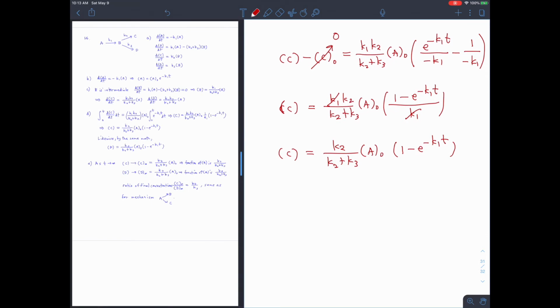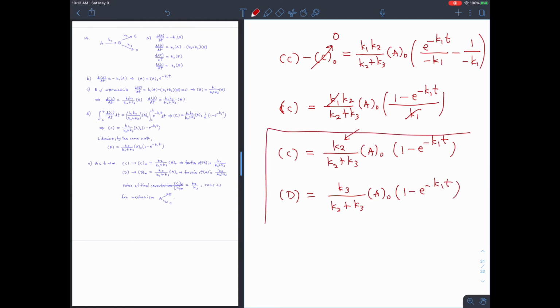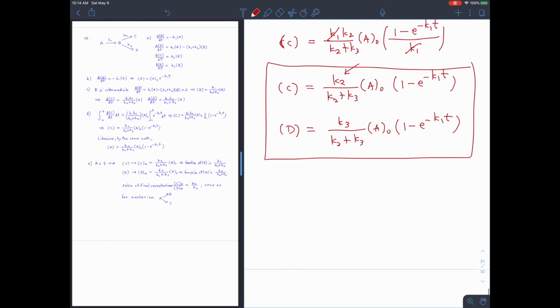Now, doing the same thing for D, you can see we're going to get exactly the same answer, except that there should be a K3 wherever there's a K2 here, and so we're going to have D equal to K3 over K2 plus K3 times A0 times 1 minus e to the minus K1t. All right, so there are our two integrated rate equations in the steady state approximation for C and D.